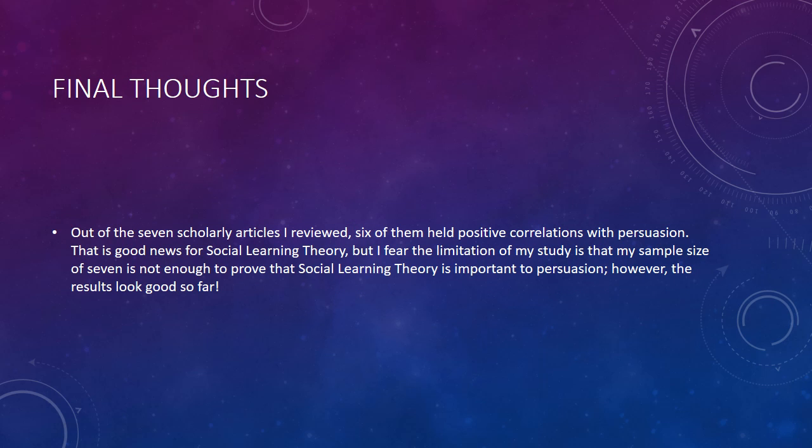Some of my final thoughts. Well, out of the 7 scholarly articles I reviewed, 6 of them held positive correlations with persuasion. That is good news for social learning theory, but I fear the limitation of my study is that my sample size of 7 is not good enough to prove that social learning theory is important to persuasion. However, the results do look good so far.